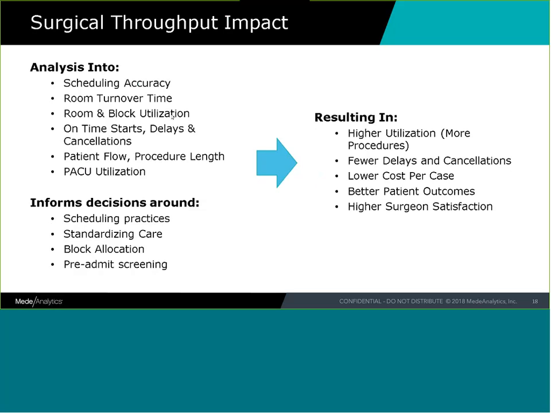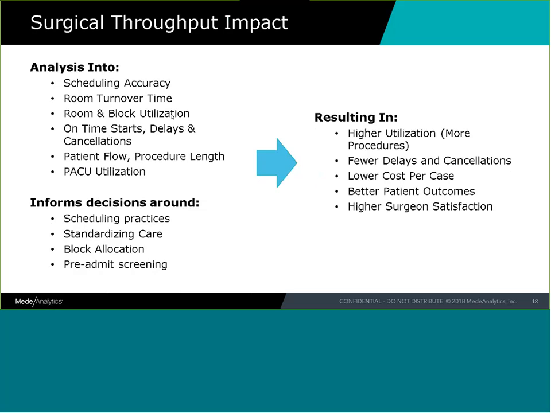If we want to strategically invest in knee replacements, do we have the capacity to increase how many procedures we're doing in our OR? To do that, we want to look at our scheduling accuracy, our room turnover time, room and block utilization. If we give a surgical block to a surgeon who's not using it fully, that's very high opportunity cost in terms of the other procedures which could have been done during that otherwise dead time.